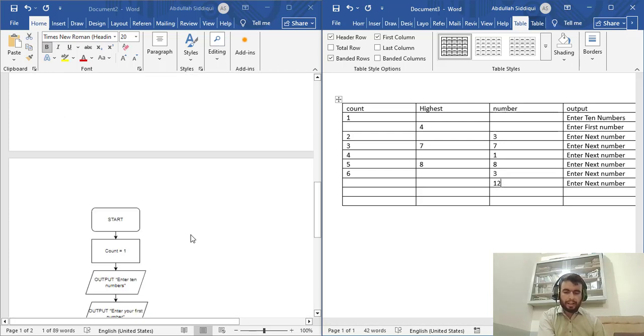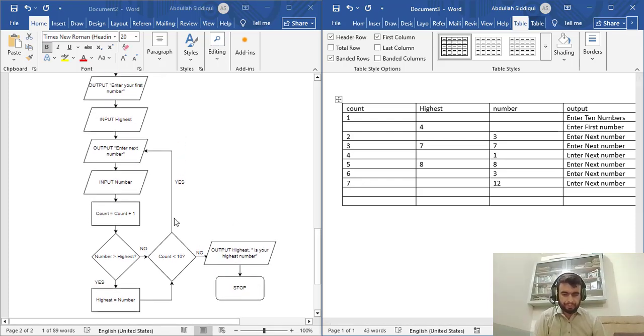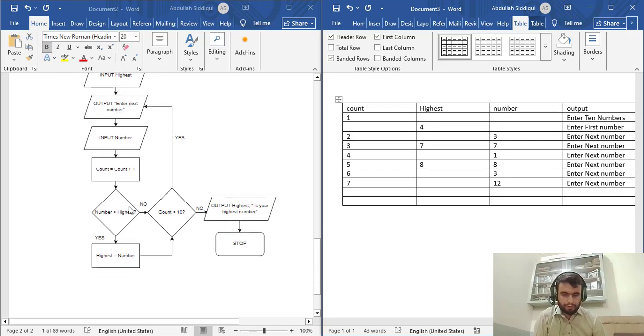Okay. I have taken the input 12. Now I have to increment the count, which is 7. Is the number greater than highest? Yes, so replace it. In case of yes, replace it. Yes, I have replaced it. Now, is the count less than 10? Yes. So enter the next number.